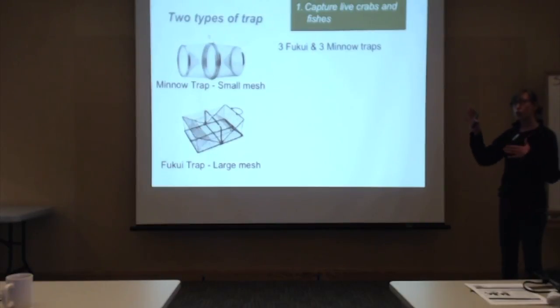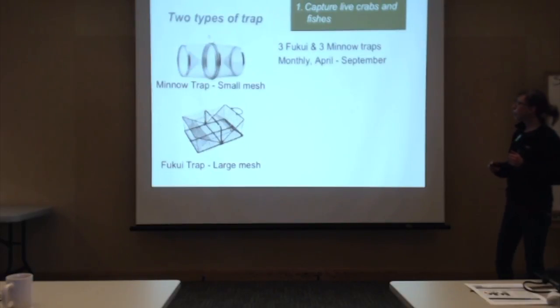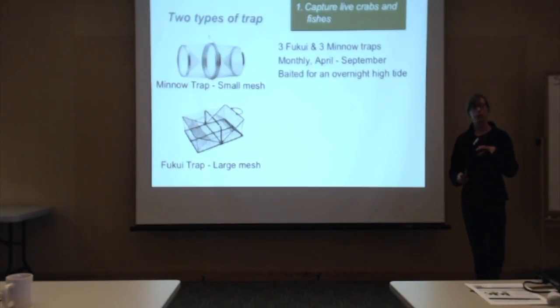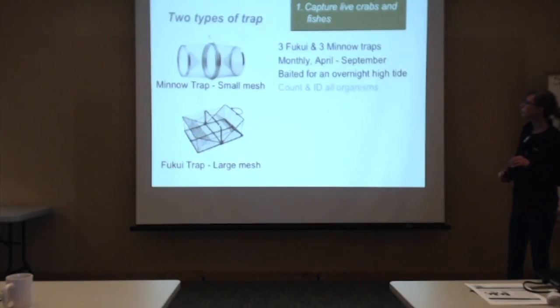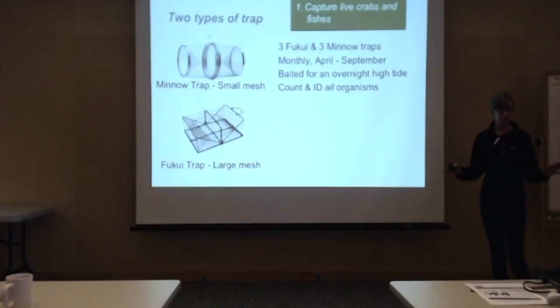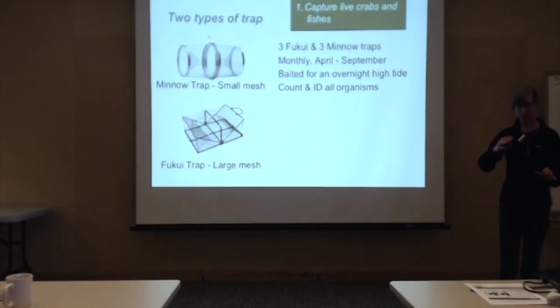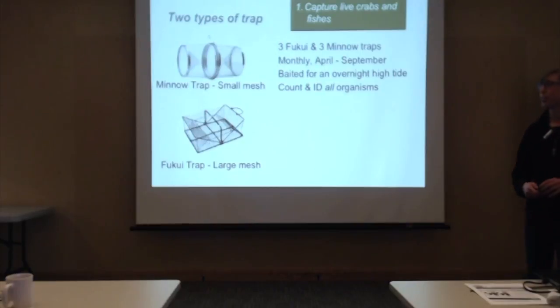So each monitoring site will set 3 Fukui and 3 minnow traps each time they go. Monthly, April through September, so April will be our first month of monitoring. The traps are baited, and we set them so that we capture an overnight high tide. This is, again, when crabs are most actively foraging and attracted to bait and looking for food and willing to take risks to get it. The next day we return and we count and identify all of the organisms in there. So you guys are clearly all experts in everything we're going to catch from Sean's excellent talk. And so we're going to count everything in there.